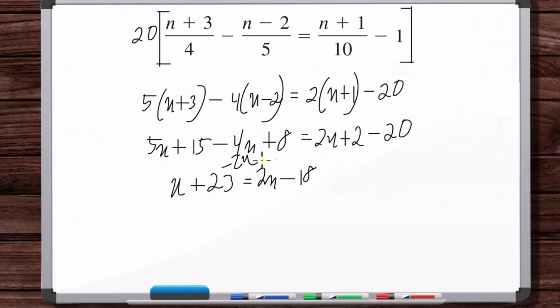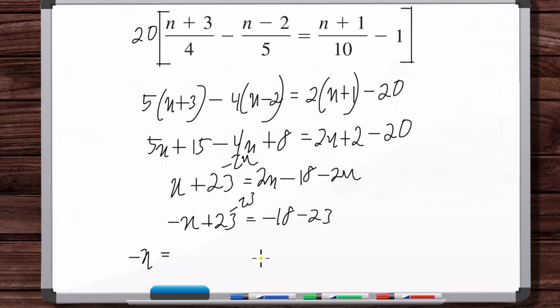Okay, let's subtract 2n from both sides. So n minus 2n is minus n, is equal to minus 18. So now we can subtract 23 from both sides, and you got minus n is equal to minus 41. So now multiply both sides by minus 1, and you've got n is equal to 41.